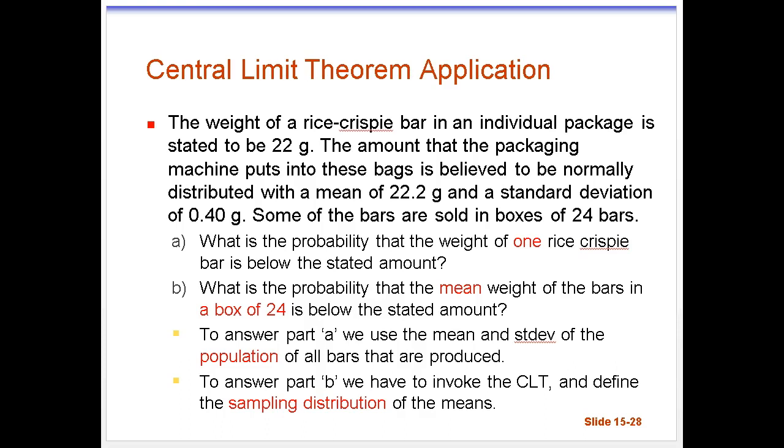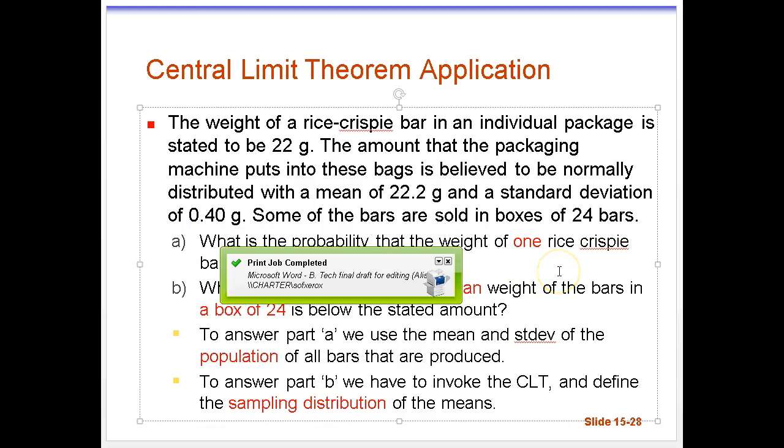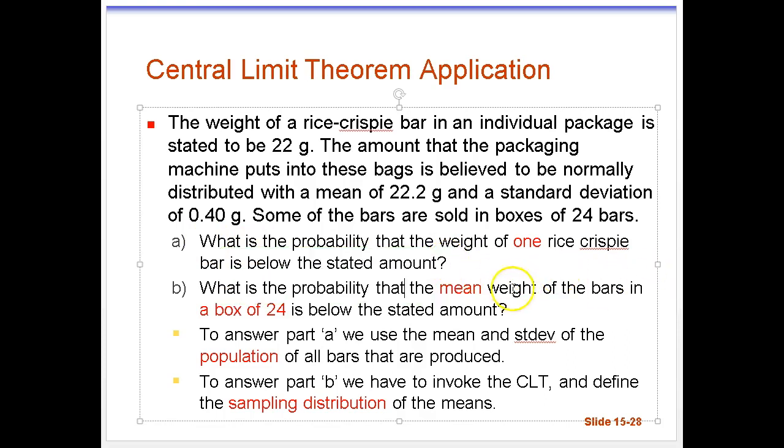Two questions were asked, both of which have to do with the probability of bars being below the stated amount. So the stated amount on the bag is 22 grams. In part A, what is the probability that the weight of one Rice Krispie bar is below the stated amount? And in part B, what is the probability that the mean weight of bars in a box of 24 is below the stated amount?